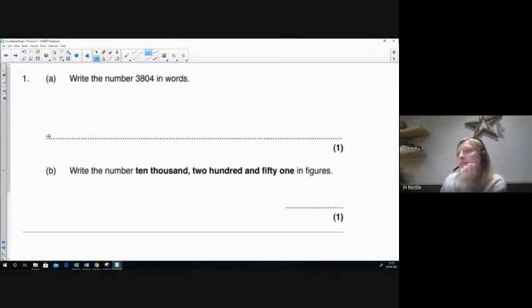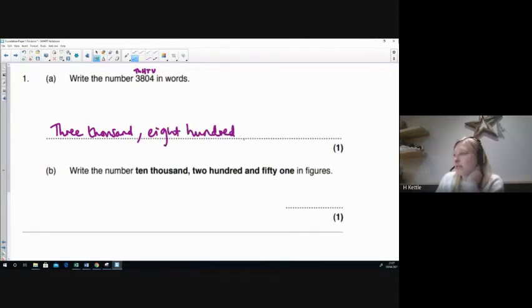Okay, here we need to write the number in words. So just say it in your head to yourself. So we've got 3 in the thousands column, and then we've got 8 in the hundreds column. We haven't got any tens, and we've got 4 in the units column. So we would write this number as 3,000, 800. We're not going to say no tens, and 4. So 3,804. That'll be for the mark there.